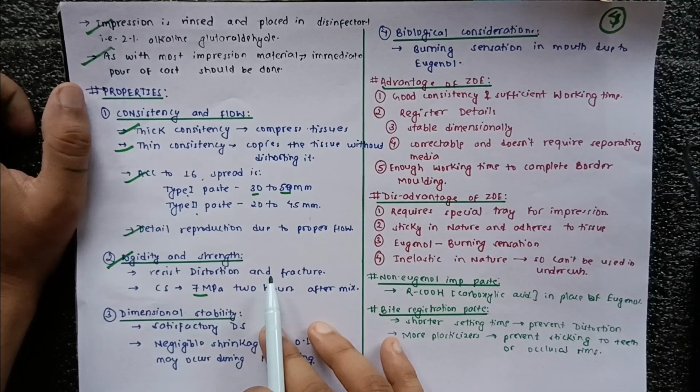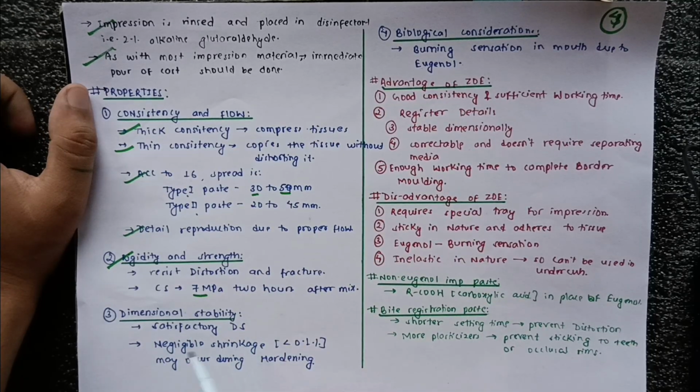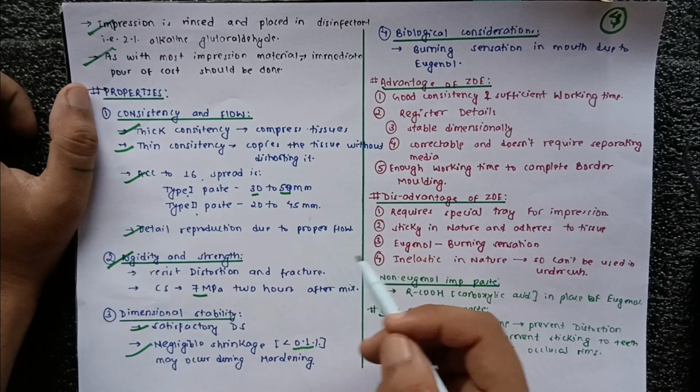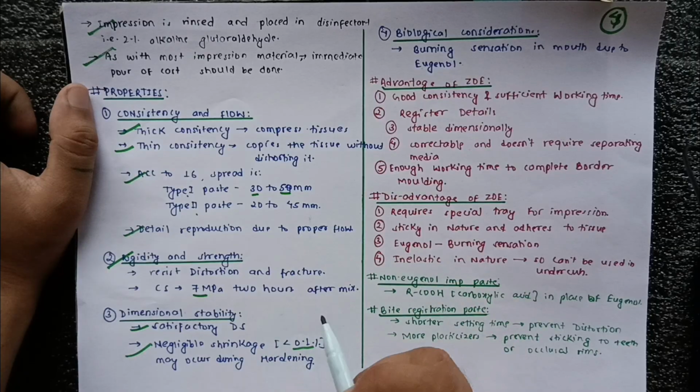After that, in dimensional stability, it has satisfactory dimensional stability. Negligible shrinkage is present here, which is less than 0.1% and may occur during hardening. So during hardening there is a shrinkage and it is negligible, less than 0.1%.